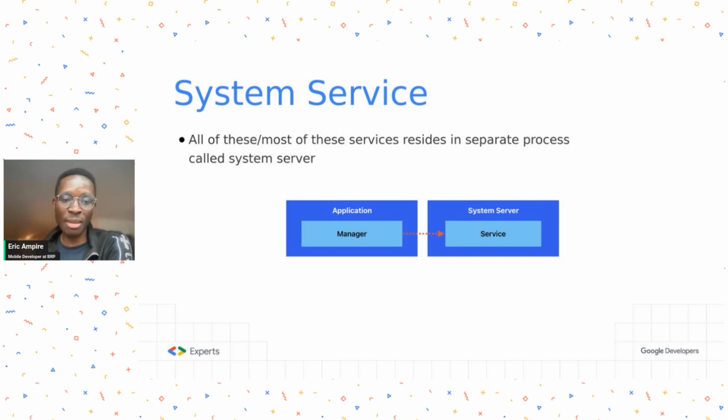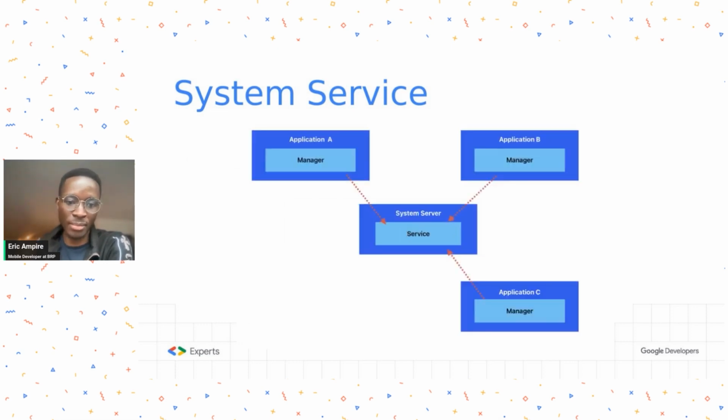Most of the time, a lot of those services run in the system server, which is the name of the process in which many of those services run. And we get access to those services by using context.getSystemService, providing the name of that particular service.